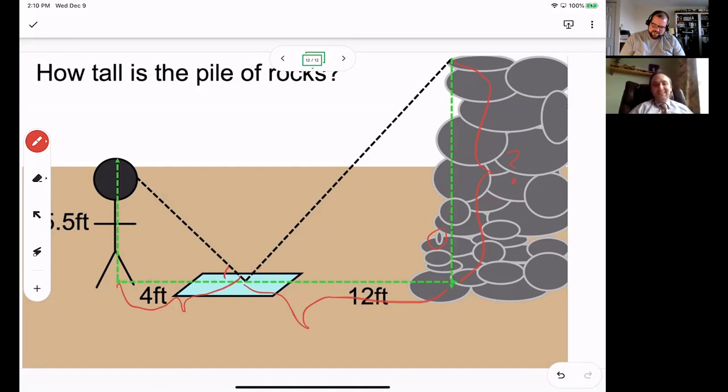In other words, this angle must be equal to this angle. And if you're freaking out and being like, how the heck am I supposed to know this stuff? We would tell you. We would tell you that those angles have to be the same. We would tell you that this person is standing upright and this stack of rocks is perpendicular, apparently. We would tell you that information because otherwise you can't do the problem.